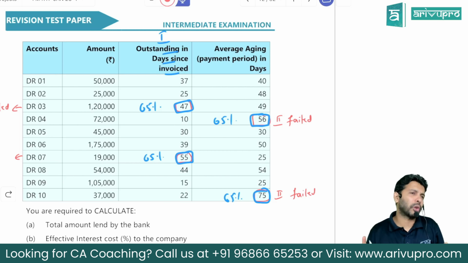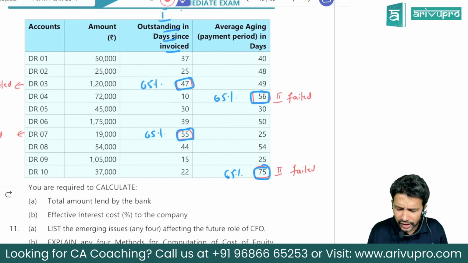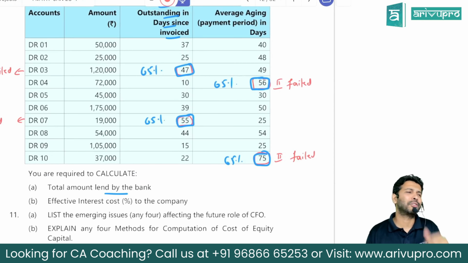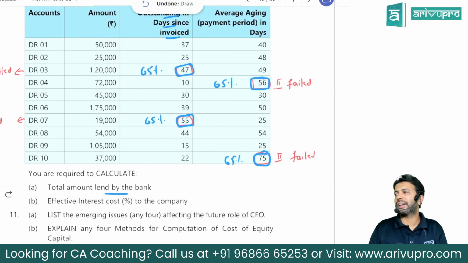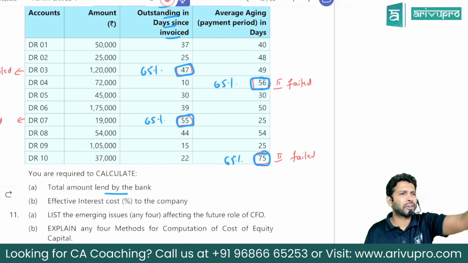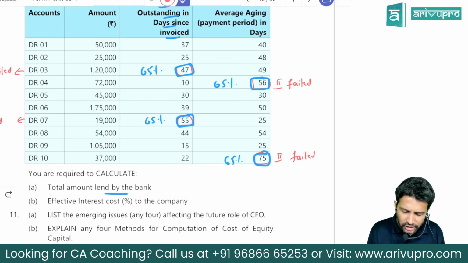Very simple question, but good framing. That's all. They have found an entirely new way of framing the question. Now you need to calculate the amount lent by the bank. Very straightforward. Now you know the amount of the debtors. For some debtors, 90% calculation with a 5% reserve, and for others 15% reserve. That is the amount lent by the bank.